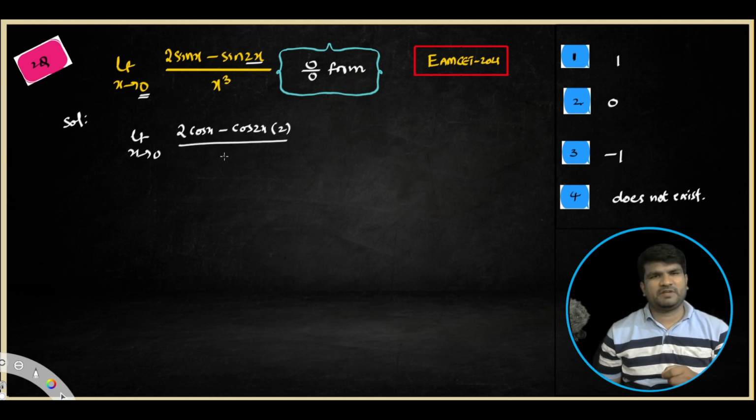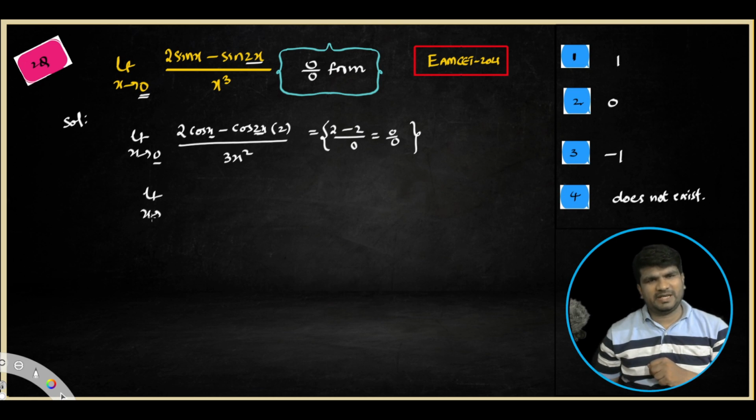Now differentiation of x cube is 3x square. Now if you put x equals to 0, cos 0 is 1. So numerator is 2 minus cos 0, which is 1. So 1 into 2 is again 2 by x, which is 0. So again you are getting 0 by 0 form. Okay. So one more time differentiate with respect to x.